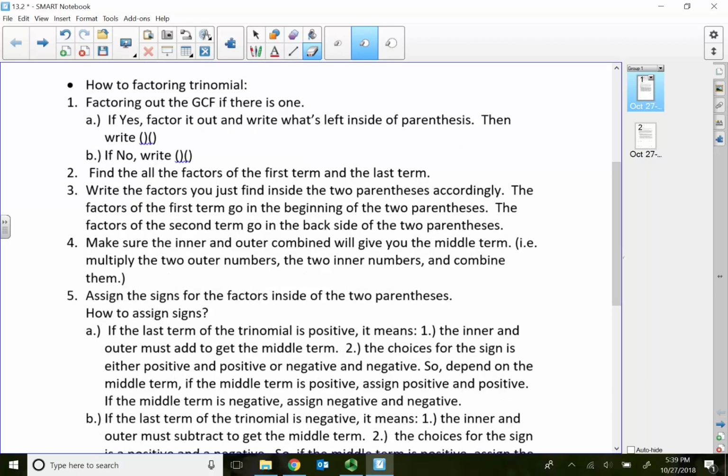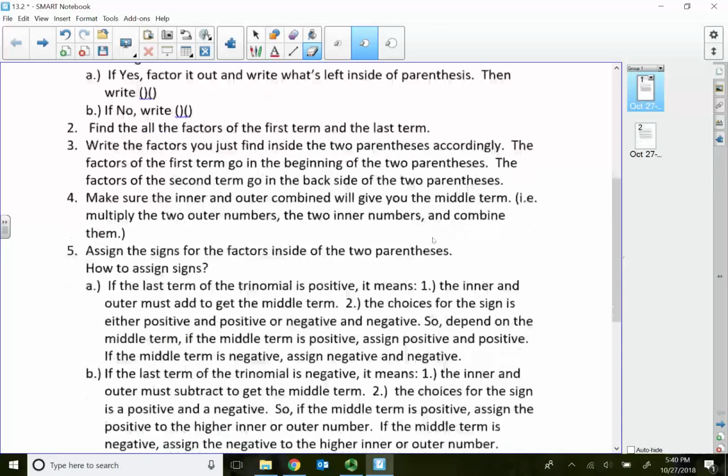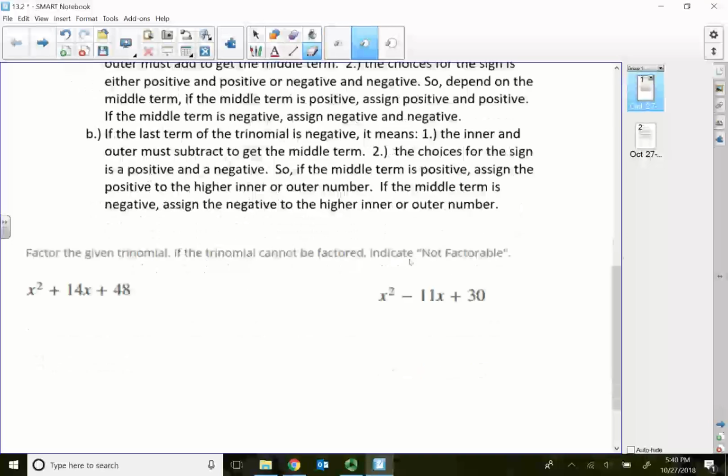The very first thing when factoring a trinomial is to always look for the greatest common factor, if there is one. If there is a greatest common factor, factor it out and write what's left inside the parentheses. Then we write 2 parentheses. If there is no greatest common factor, then simply write 2 parentheses. Let's try an example.